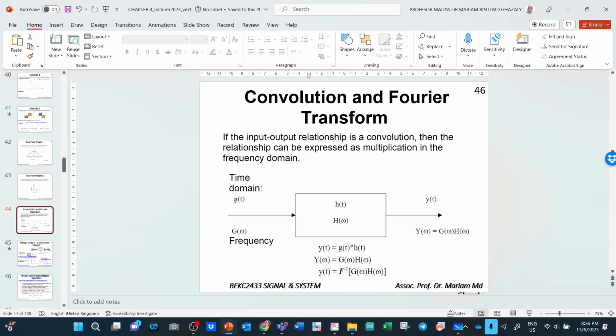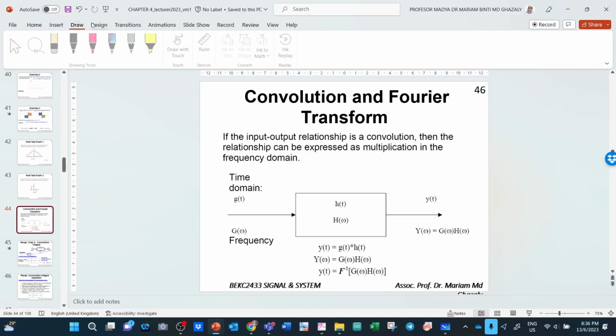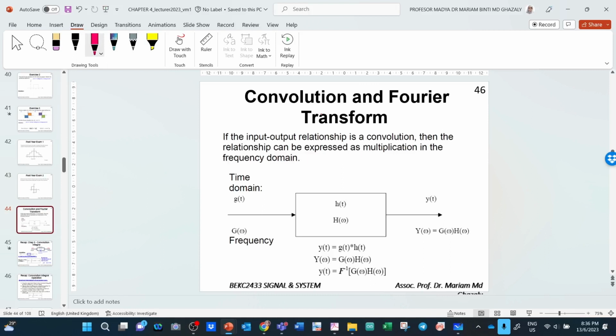Okay, so we will continue with the convolution and Fourier transform. What you have learned in chapter 2 is convolution, tapi you belajar dalam time domain. For the discrete time, you learn that it's a convolution sum. And for the continuous time, it's called convolution integral.